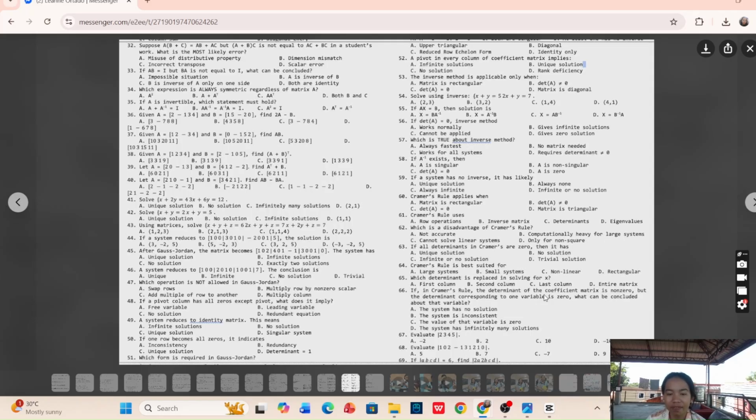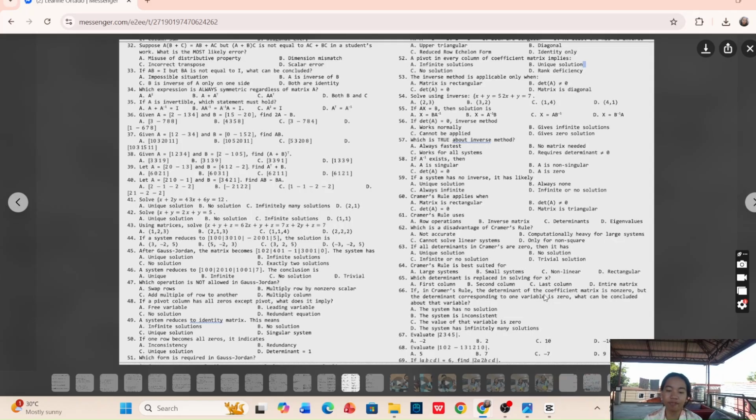Number 66. If in Cramer's rule the determinant of the coefficient matrix is non-zero, but the determinant corresponding to one variable is zero, what can be concluded about that variable? A. The system has no solution. B. The system is inconsistent. C. The value of that variable is zero. And D. The system has infinitely many solutions. Looking into these choices, the correct one is letter C. It's because if a variable's determinant is zero, then that variable is equal to zero. Simply as that.